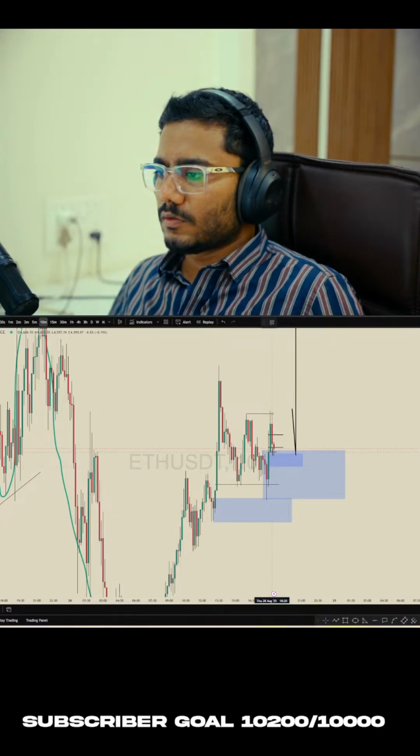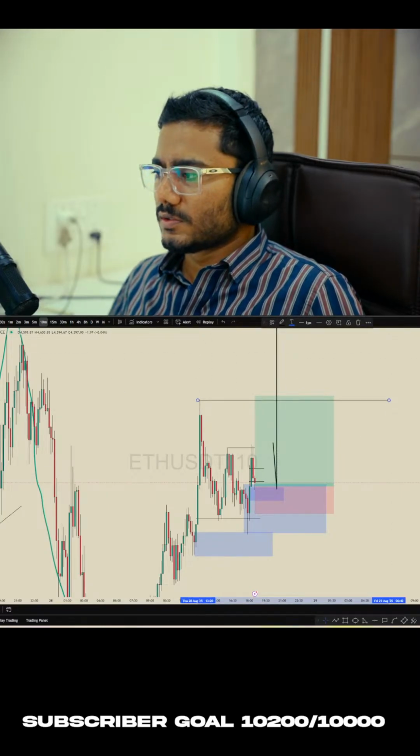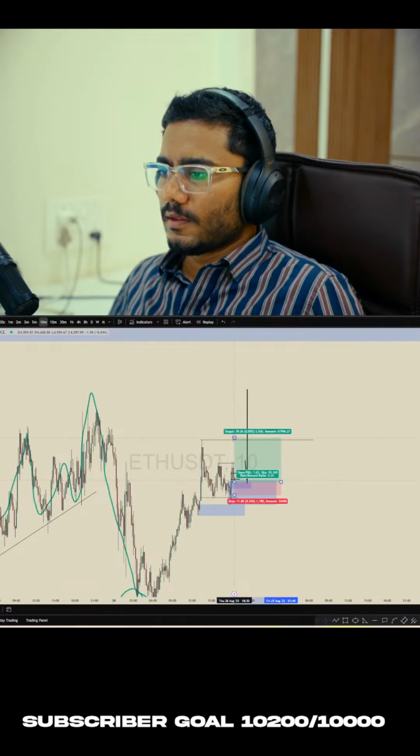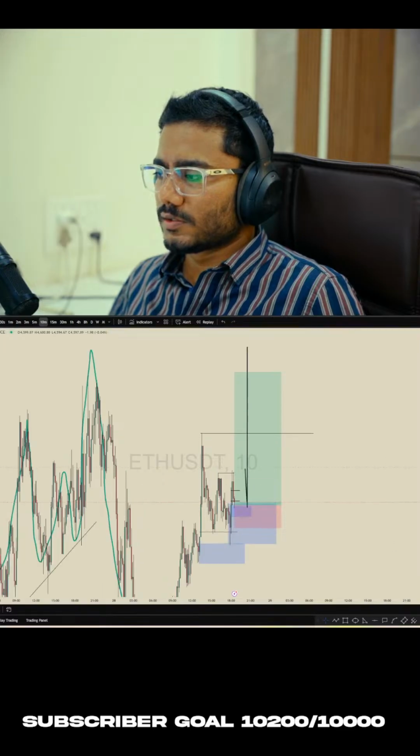So for target, you can target the next high, which is this one. Second target is this 1:6 and around 1:10. So even if you get just this next high, then probably it's 1:6.